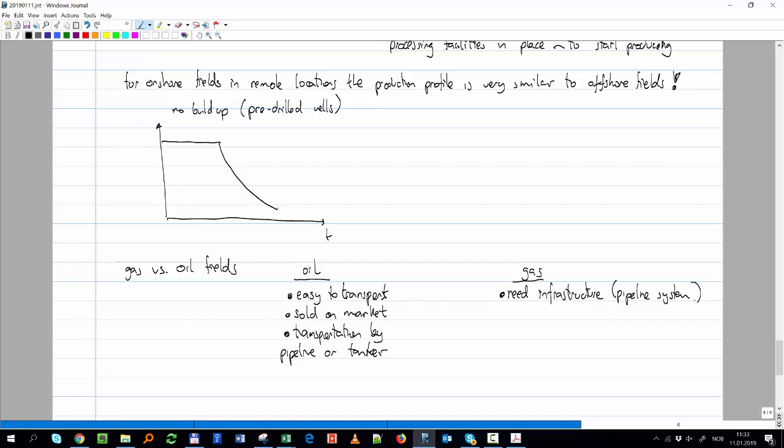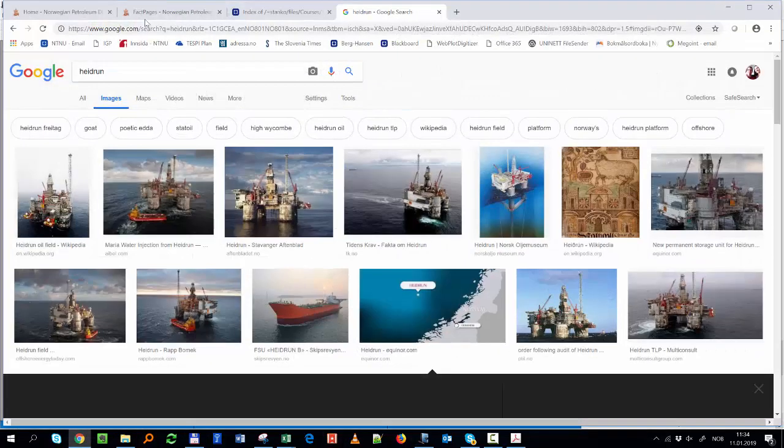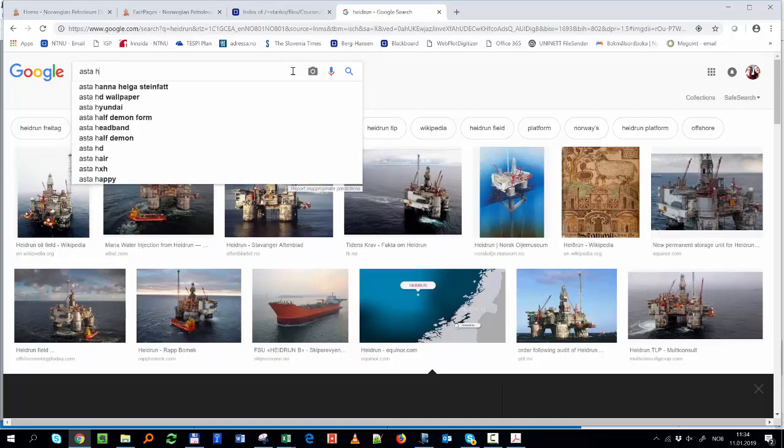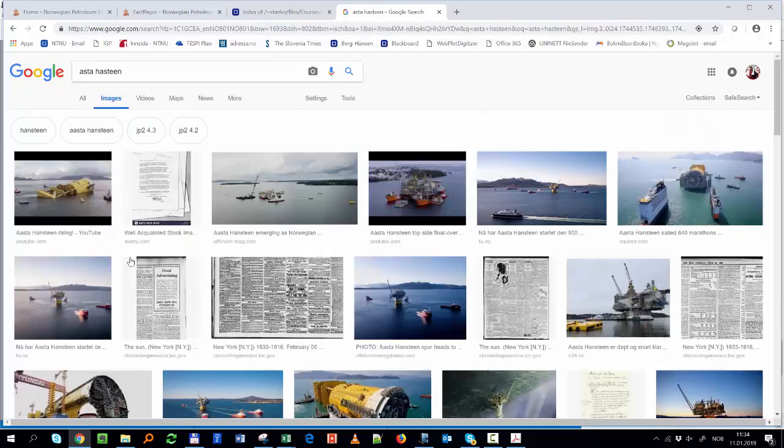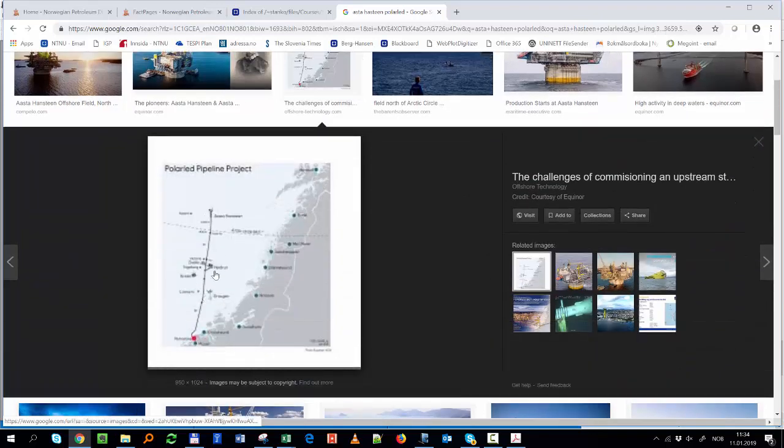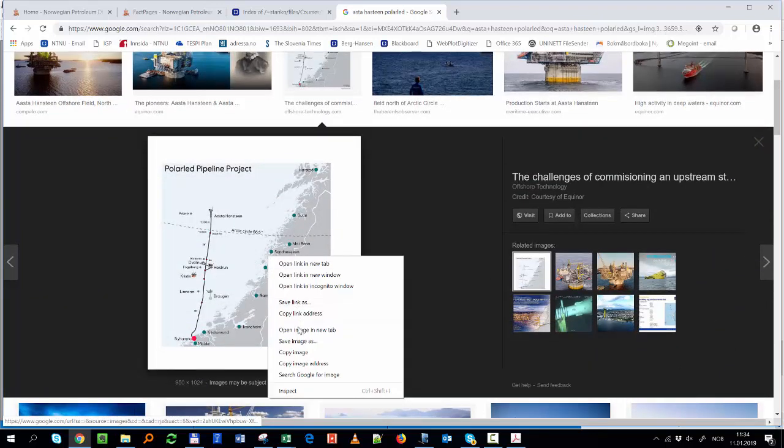So if you're lucky, you're in a place that you have a pipeline nearby and you can connect and sell to the customer, that's fine. But if not, you have to include that cost in the system, okay? There is this field, Aasta Hansteen, that I think just started production. They have to put a whole pipe from, let me see if I have, okay, they have to make a pipe that is called Polarled, just to connect. Let me maybe open this picture.